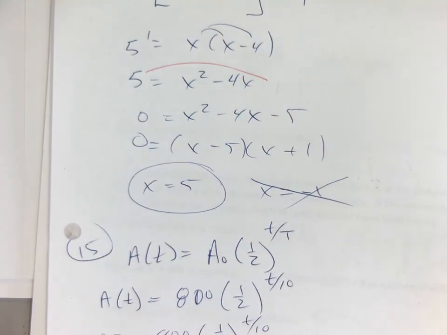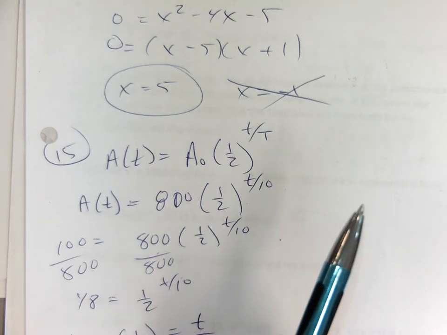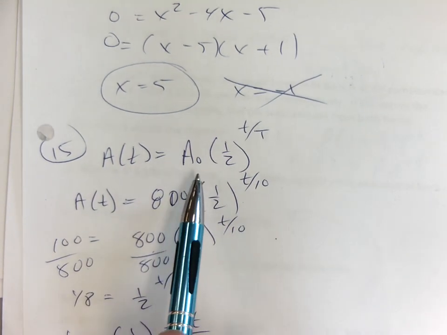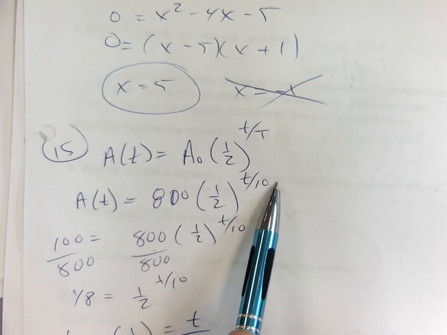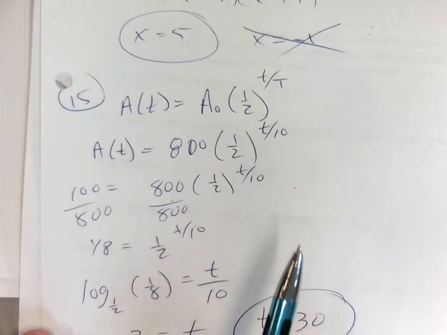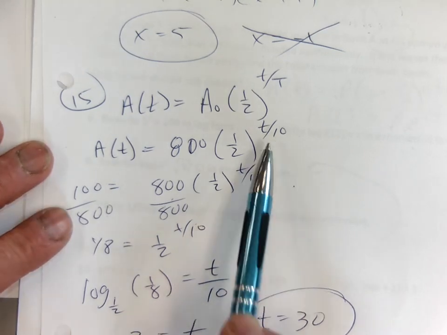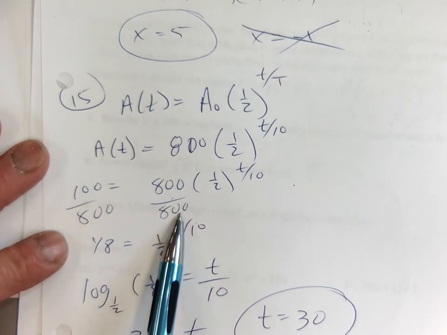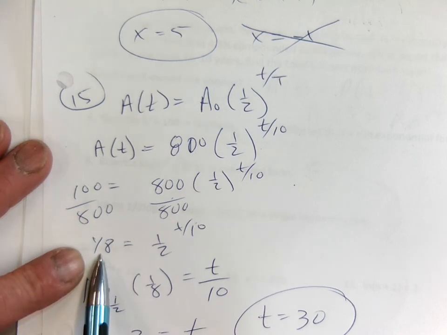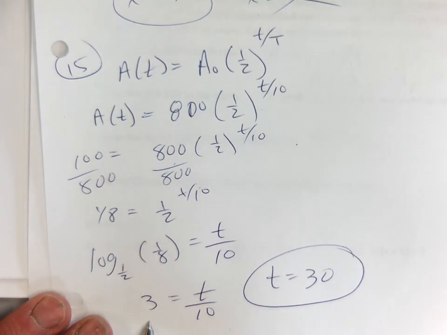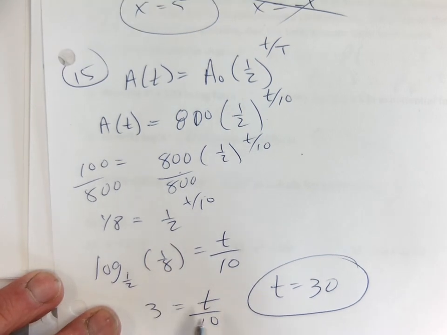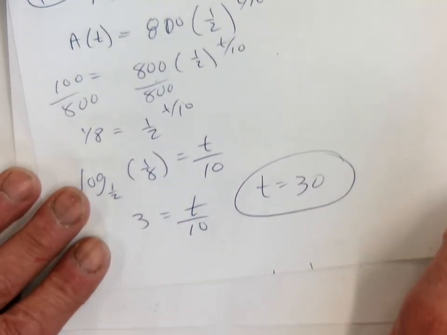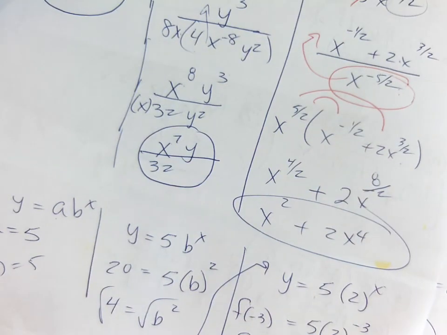Okay, 15, finally, we're getting there. I know that my beginning amount was 800, half-life, and a cycle every 10. So I'm going to see how long it's going to take to get down to 100, so I divided by 800, I got 1/8. And then take the log both sides, took the log base 1/2 of 1/8, I got 3, which actually kind of makes sense. Multiplied by 10, and I got 30, okay? And that's about all I got, okay?